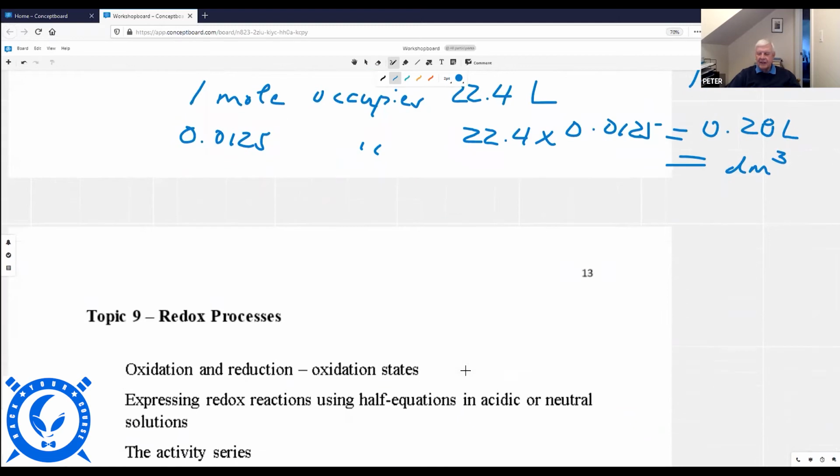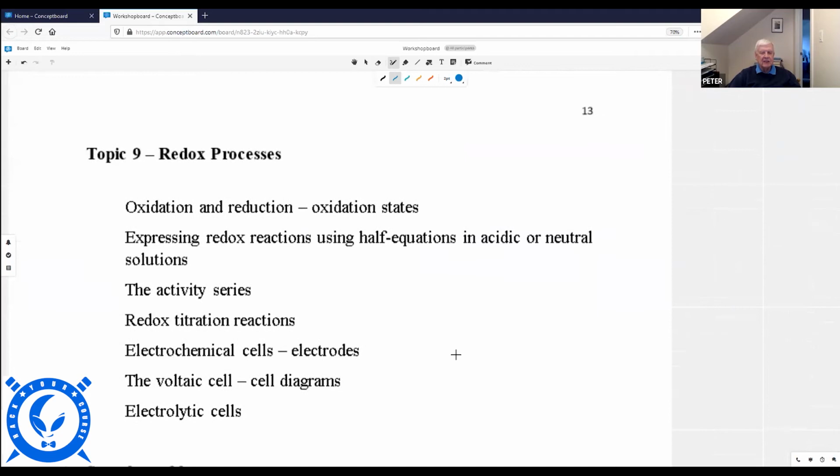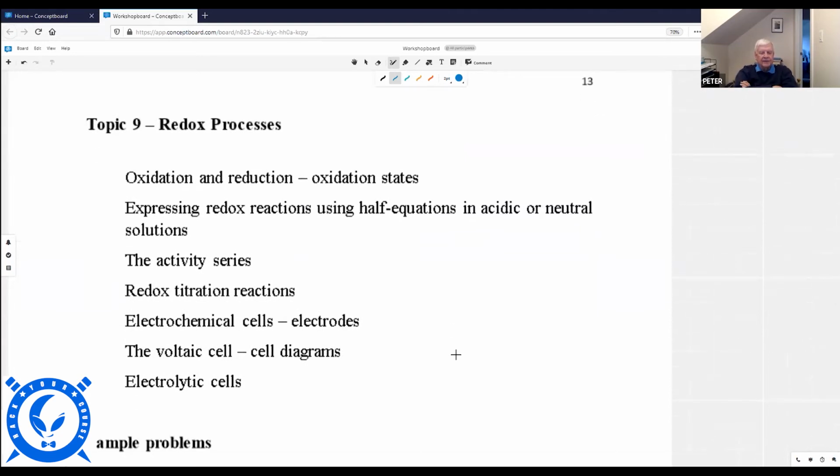Okay, that then takes us to topic number 9, redox processes. Oxidation and reduction. Oxidation states are assigned according to specific rules, and they're simply a means of keeping track of electron transfer. Oxidation is loss of electrons, reduction is a gain of electrons. The species that undergoes oxidation is the reducing agent. The species that undergoes reduction is the oxidizing agent. Okay, you have to keep those things straight.